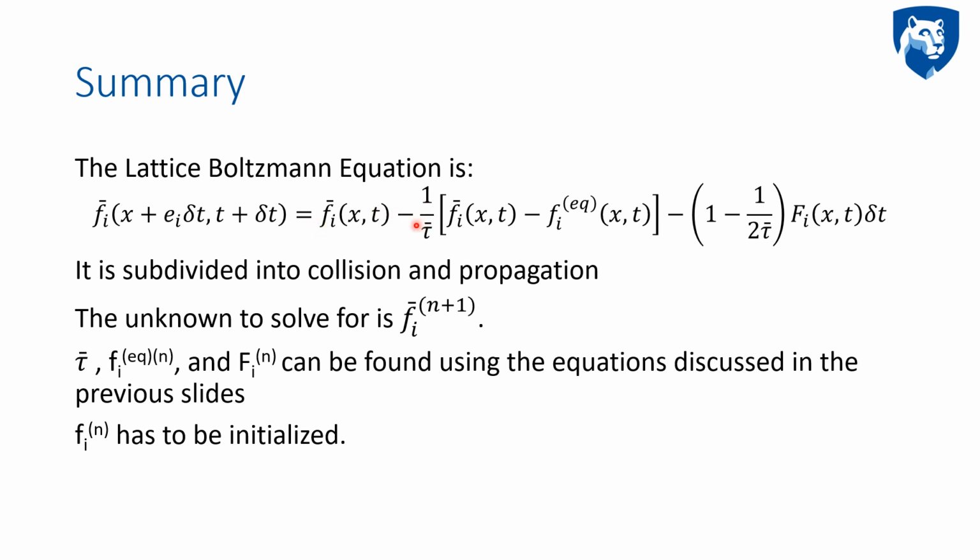So the unknown to solve in this equation is this term right here. This is the distribution function for the next time step, which I've represented as f n plus 1. So tau, the f_i equilibrium, and the forcing term can be found using the equations I mentioned before. The f_i at the initial time, at time n, which is this term right here, and also this term, has to be initialized in our simulation.